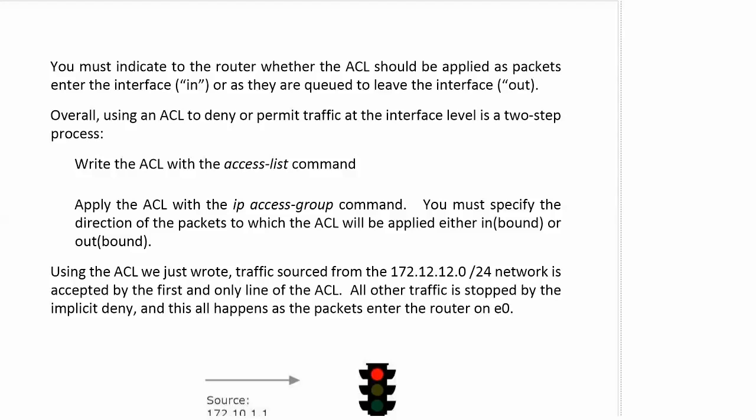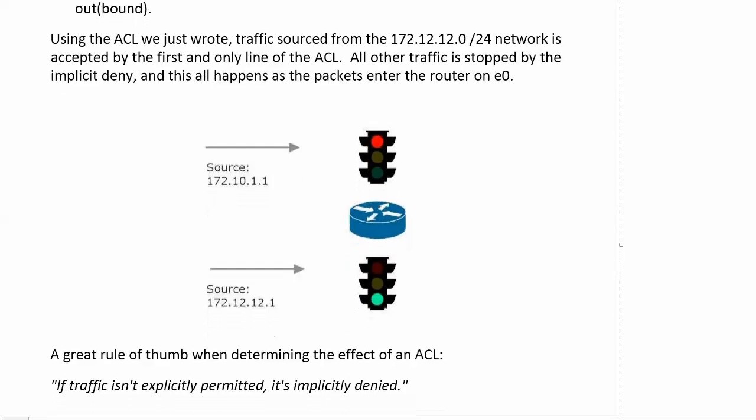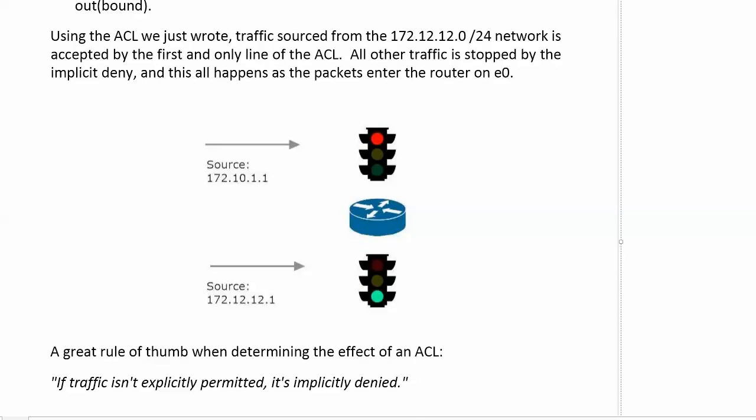Overall, again, let's quickly review that. Using an ACL to deny or permit traffic at the interface level, it's a two-step process. Write your ACL and then apply it with IP access group. And again, we have to specify whether that is inbound or outbound. And right here, using the ACL we just wrote, traffic sourced from 172.12.12.0/24 is going to be accepted. And all other traffic would have been stopped by the implicit deny. I put an explicit deny in there to show you the log option. And this all happens as the packets enter the router on E0. Again, the way I've always remembered this, if traffic is not explicitly permitted, it is implicitly denied. A great way to remember your rules.